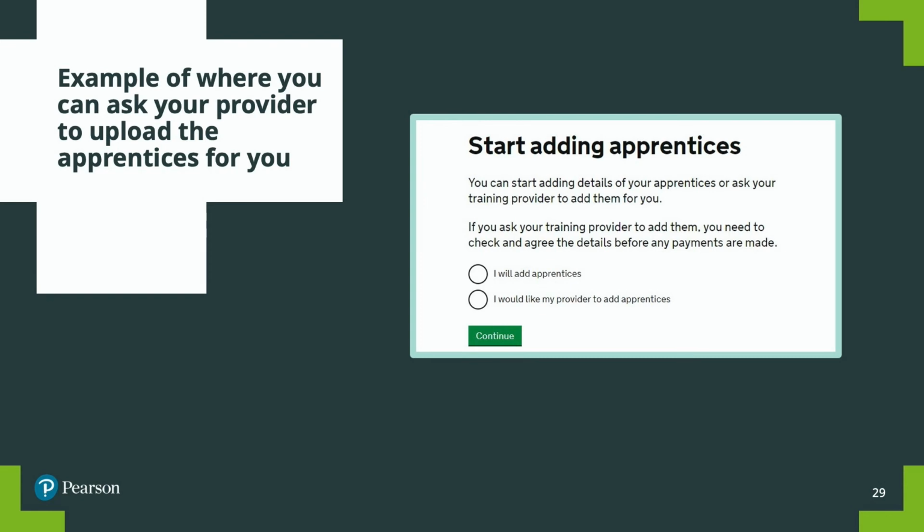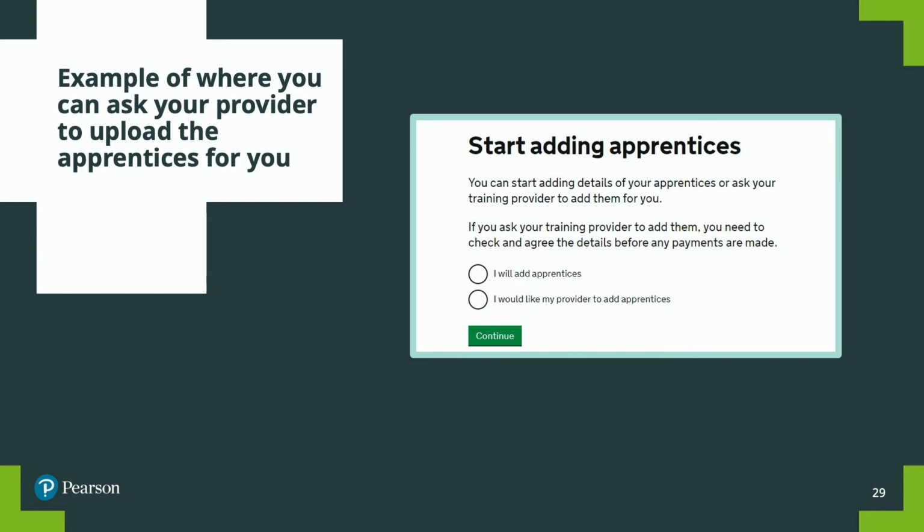I think the other thing that I would say there as well is that we would actually get our training partners to add in the apprentices to the system, and I'll explain how that works in a minute. But here's the page that comes up that basically reminds you that you need the UK PRN number. You need to know who the organisation is that you're going to be using. And then here, are you going to add the apprentices, or are you going to ask your provider to add the apprentices? Now, a little bit of trial and error, but what I would recommend is that you get your training provider to upload the apprentices for you.